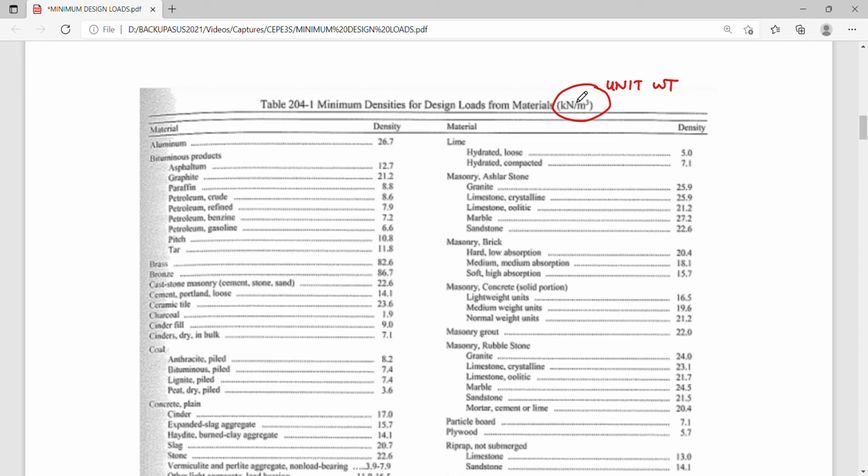Okay, so how are you going to use the unit weight? So you first take a look at the geometry of the dead load material. Okay, if you can look at the geometry, let's say it's something like a cubical dead load like this. All you have to do is get the volume. You just get the volume of this, and then multiply it by the unit weight. You get the total weight.